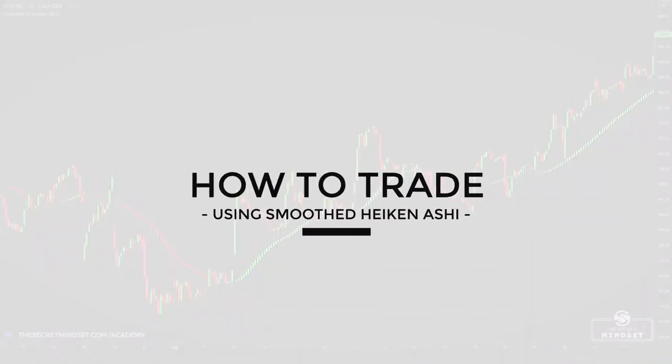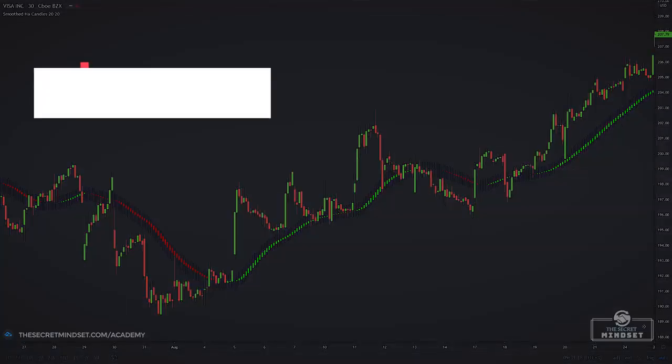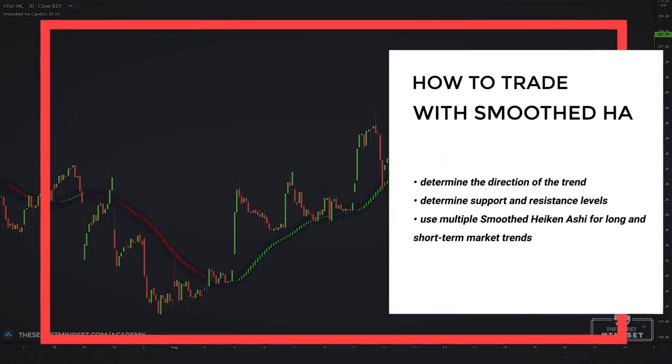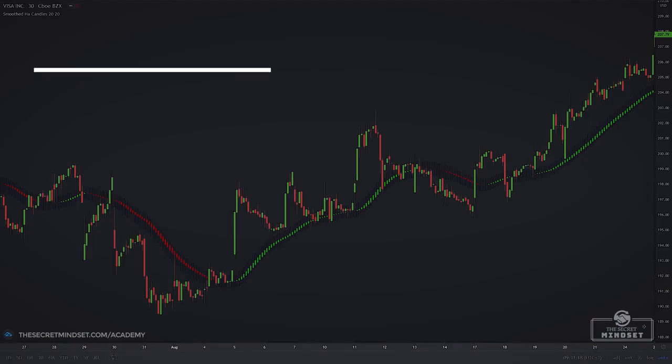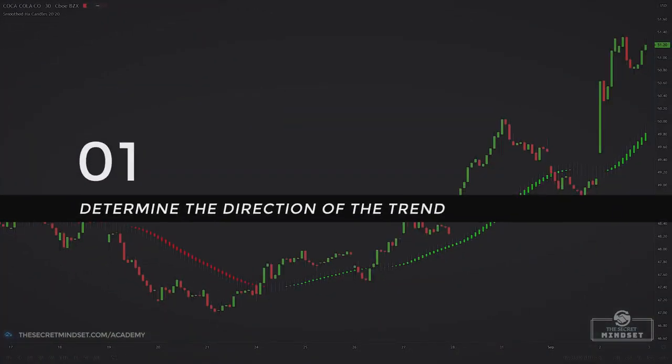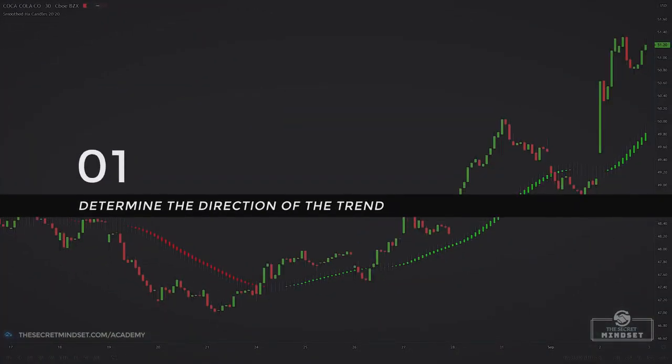Now, how to use smoothed Heiken Ashi? There are three main ways in which you can use it: to determine the direction of the trend, to determine support and resistance levels, and using multiple smoothed Heiken Ashi for long and short-term market trends. First approach is to determine the direction of the trend.